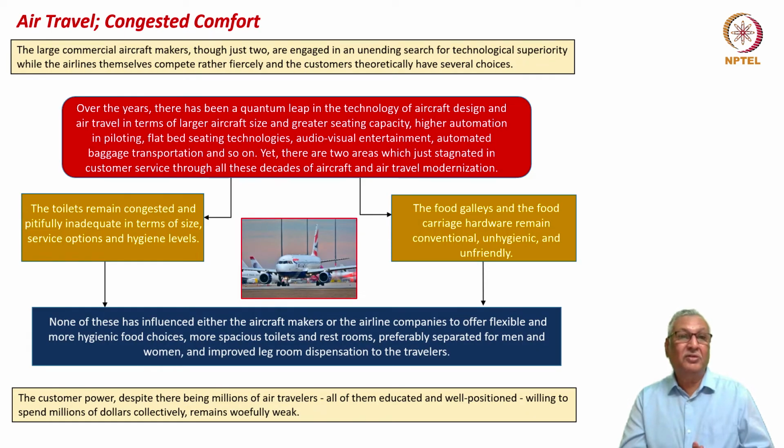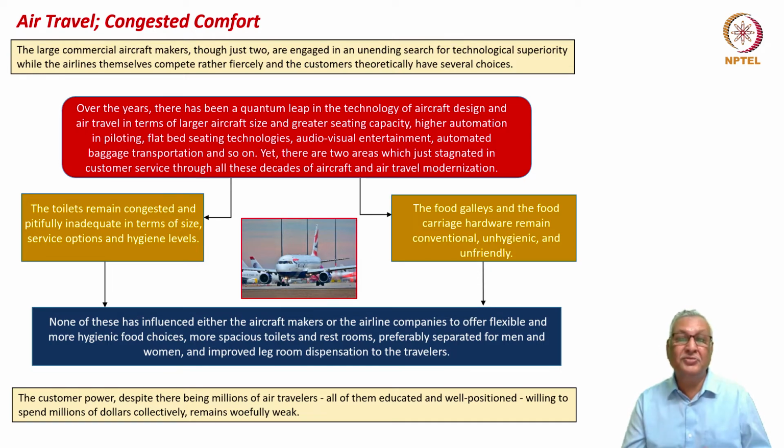Let's talk about air travel. It is a congested comfort, to say the least. The large commercial aircraft makers, though just two, that is Airbus and Boeing, are engaged in an unending search for technological superiority, while the airlines themselves compete rather fiercely and the customers theoretically have several choices. Over the years, there has been a quantum jump in the technology of aircraft design and air travel in terms of the larger aircraft size, the greater seating capacity, higher automation in piloting, flatbed seating technologies, audiovisual entertainment, automated baggage transportation, and so on.